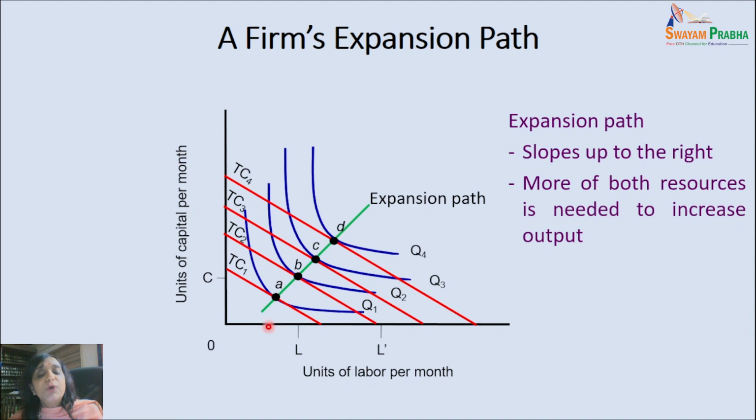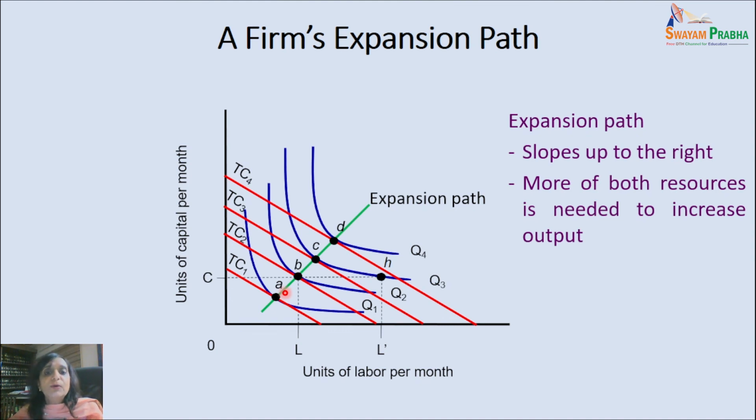For example, if you are moving from Q1 to Q2, or from point A to point B, you require more labor as well as more capital. Similarly, if you move from C to D, you require more labor and more capital. So this expansion path is telling that if the firm is on this expansion path, there is a tangency between the isocost line and the isoquant line. All these tangency points show the optimum input combination with which the firm's cost is minimized.